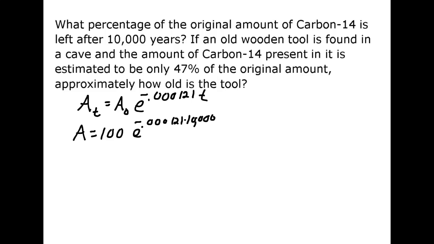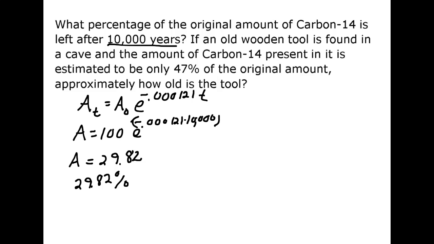So we'll put negative 0.000121 times 10,000 as the exponent on e and times that by 100. When you put that in your calculator, you get 29.82. So that means your original 100 grams has deteriorated to 29.82 grams. So there's only 29.82% of the original carbon-14 remaining. So that's the answer for the first part.